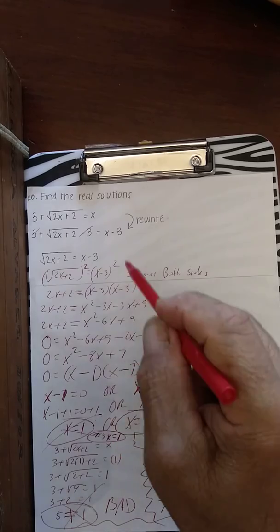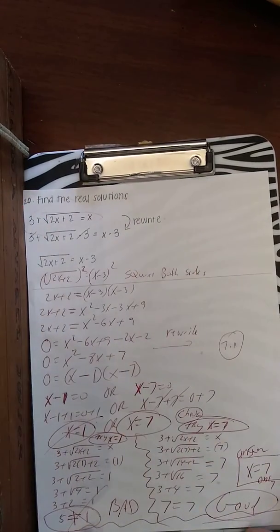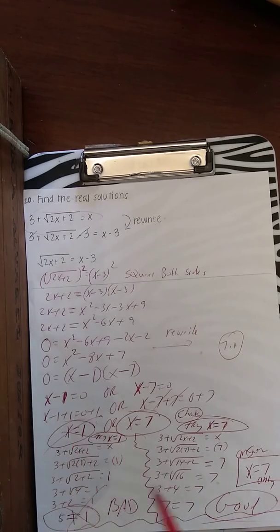Check in the original problem. This is the original problem right there. So I'm going to check those numbers. Put the 1 in there. 3 plus square root of 2 times 1 plus 2 equals 1. 2 times 1 is 2, plus 2 is 4. Square root of 4 is 2. 3 and 2 is 5. And on the right side you have 1. 5 is not equal to 1. Bad. That doesn't work. Try 7.